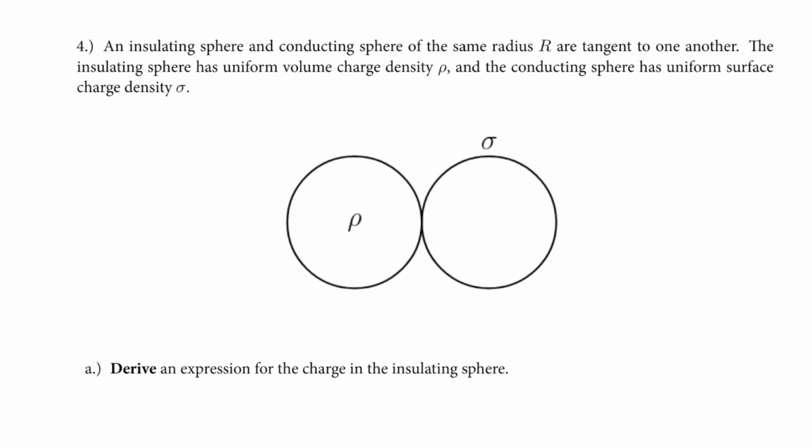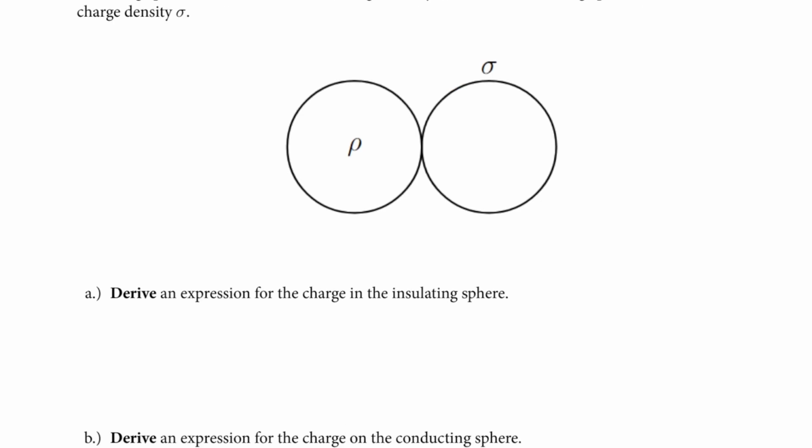So here's some practice with density functions. An insulating sphere and a conducting sphere both have radius r. The insulating sphere has volume charge density, rho, and the conducting sphere has a surface charge density, sigma. And they're both radius r. So we'll definitely need this later, but if they both have radius r, that means that the distance between the centers of the spheres is going to be 2r, because it takes one radius to get to the meeting point and then another to get to the other center.